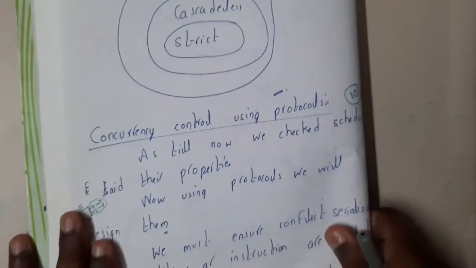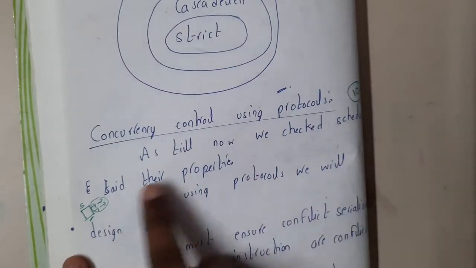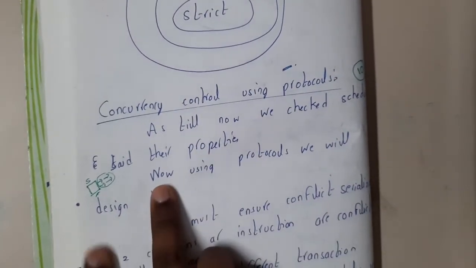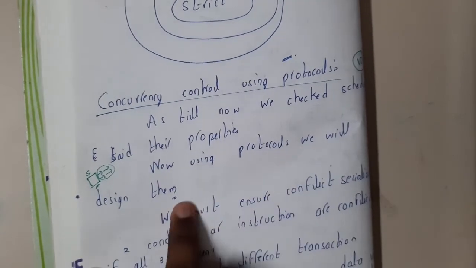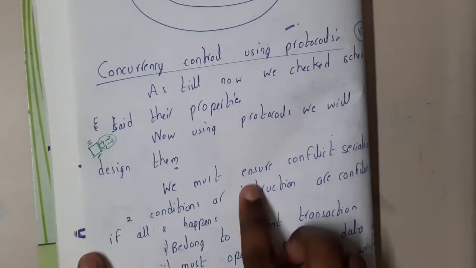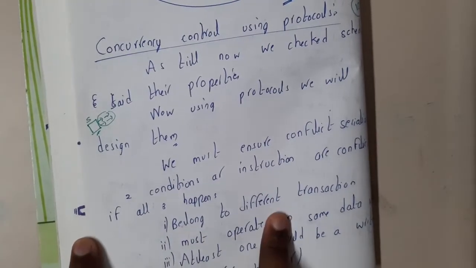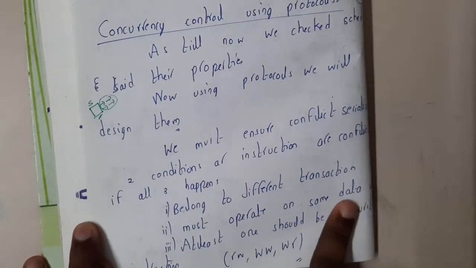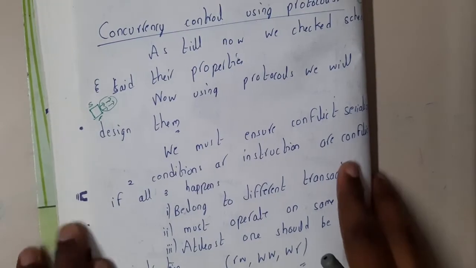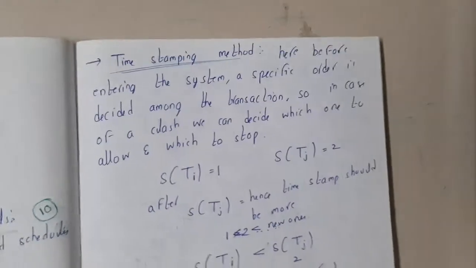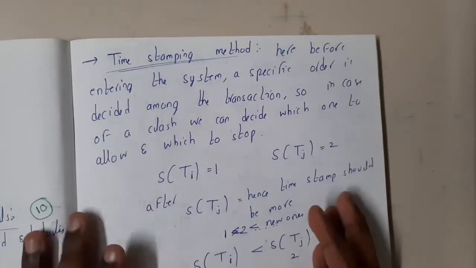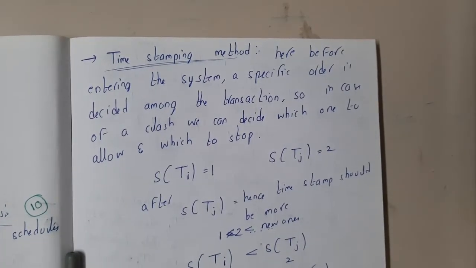As till now we checked the schedulers and their properties, now using protocols we are going to design them. So that's the exact thing which is written here. We must ensure conflict serializability. Two conditions are there: the operations belonging to different transactions must operate on the same data, and at least one write should be there, right? And those things should be satisfied. So let us start with our first algorithm, that is the time stamping algorithm.